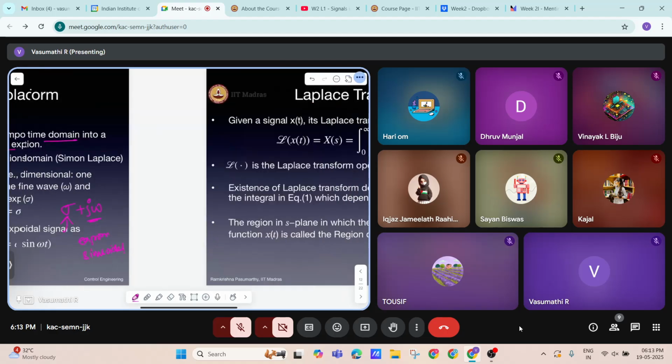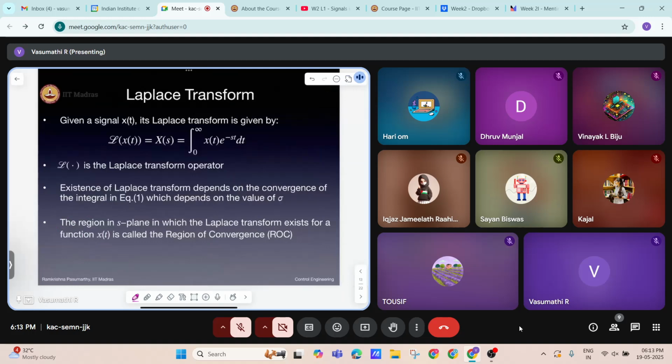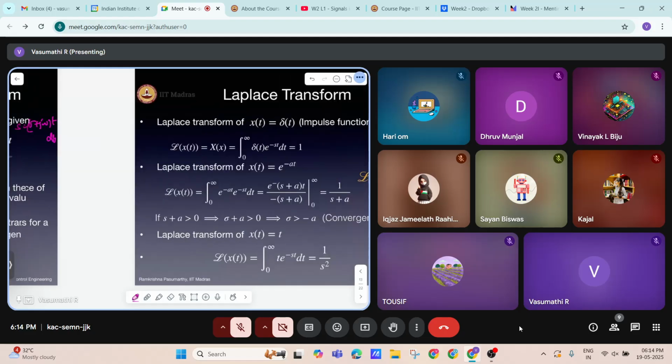As we saw in the Fourier transform, this is the mathematical representation of the Laplace transform. The original signal x(t) is always multiplied by e to the power minus st, where s represents sigma plus j omega, and integrated with respect to time. Then, as we saw, there are properties for Fourier transform signals. There are also properties for the Laplace transform, which make our calculations easier.